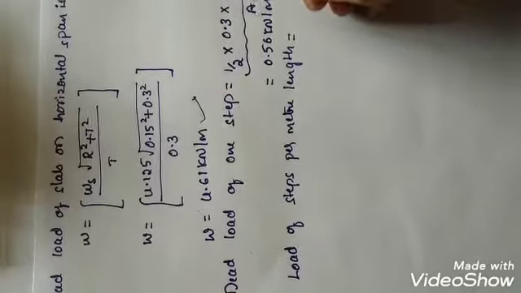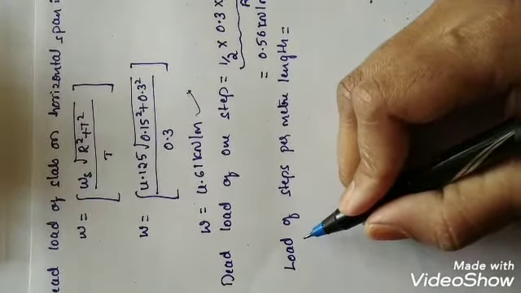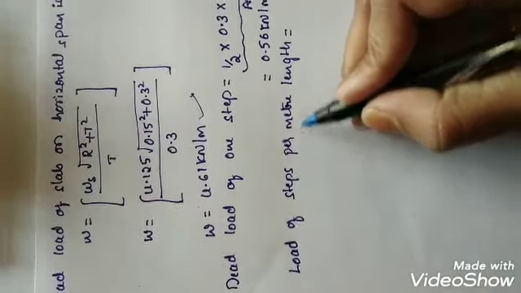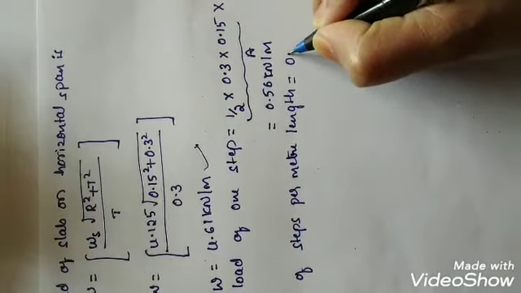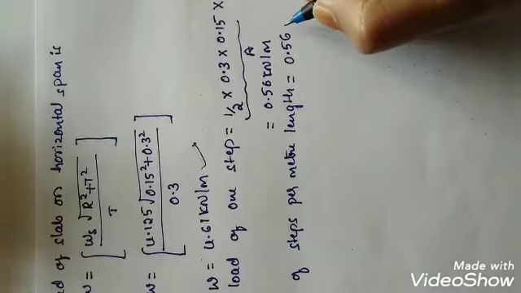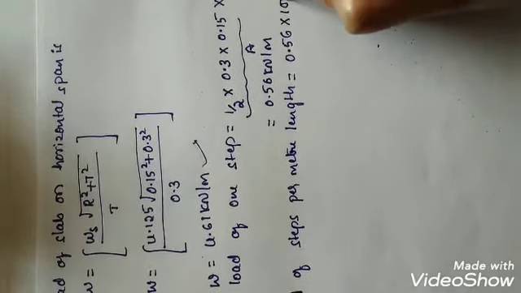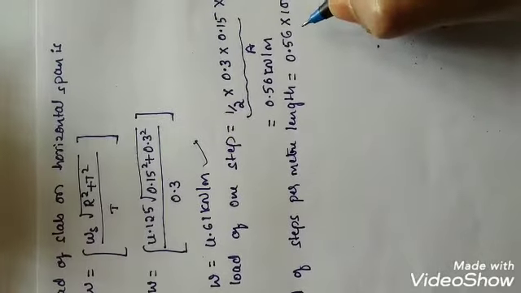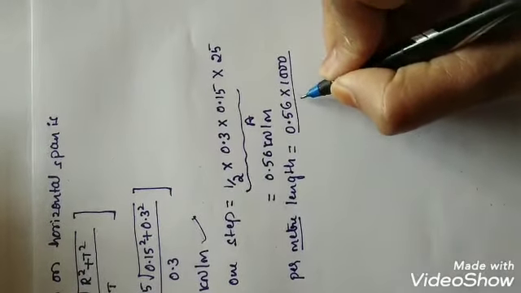We have considered it for the one step. Now I will consider it for the per meter length. So load of steps per meter length, how to calculate this? I will take the one step value, that is 0.56, and multiply by 1000, because I need to calculate for per meter length. So I have multiplied 1000 divided by one thread width, it is 300.